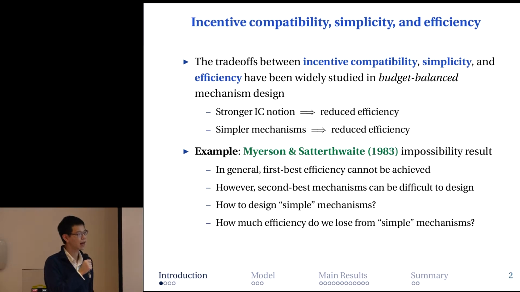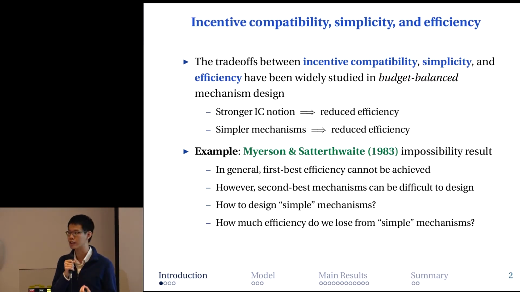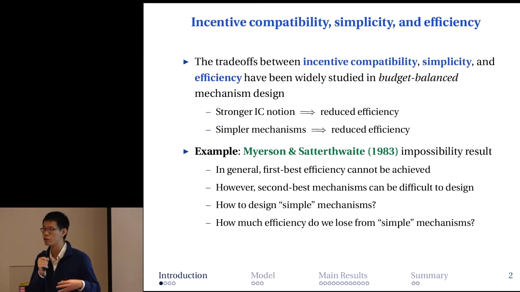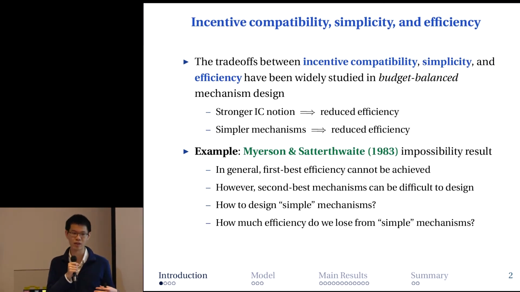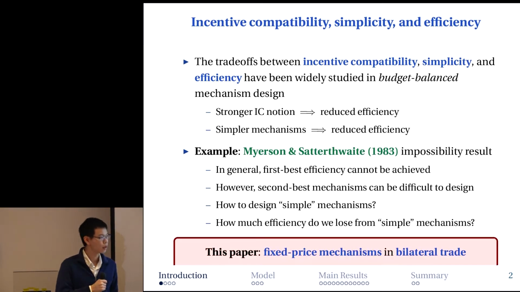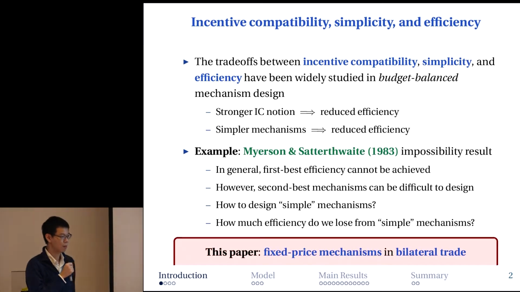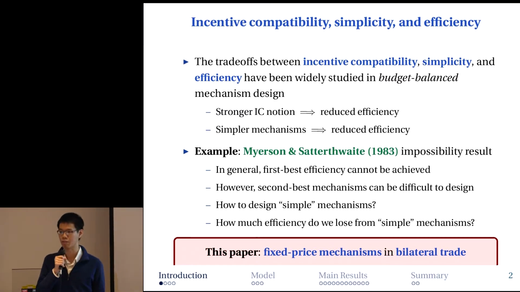The first question is, how then do we design simple mechanisms, by which I mean mechanisms that don't rely on such detailed distributional knowledge, at least on the mechanism designer's part. And the second question is, how much efficiency do we then lose if we restrict attention to mechanisms that are simple and don't rely on such distributional knowledge? And so in this paper, we study these two questions in the context of fixed price mechanisms in bilateral trade.